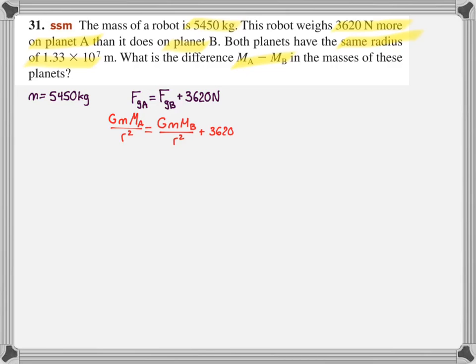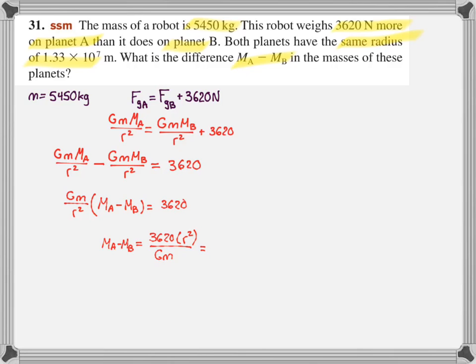I can start plugging things in and simplifying, but I can try to clean up the equation before I plug in any numbers. I move the G times the mass of the robot times mass of planet B over r squared to the left and subtract it. There's a lot of common variables on the left, so I kind of isolate them and I clean up the equation. I get like this, and then I kind of got lucky because the mass of A minus the mass of B is right there, so I just have to isolate that one part of the equation by multiplying both sides by r squared and dividing both sides by G times little m.